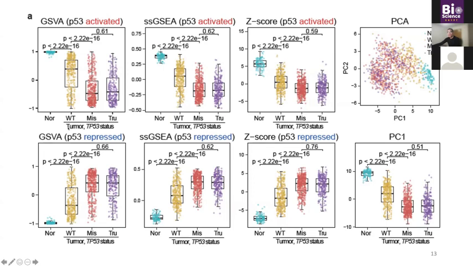So you can see clearly that in normal condition, P53 activated genes are high but low in the P53 mutation cases. And you see the opposite trend for P53 repressed genes. The same thing holds if you use a different algorithm, such as ssGSEA or this score.